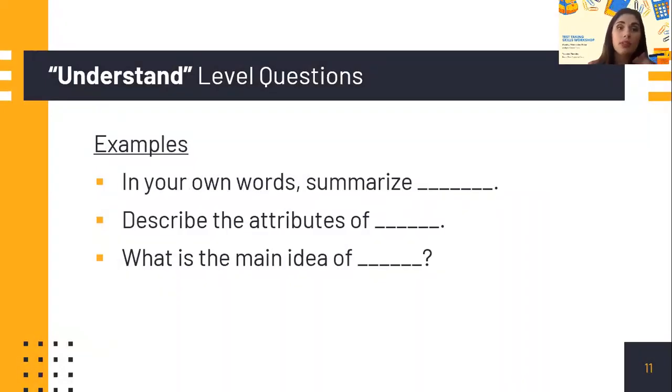And some examples: in your own words, go ahead and summarize a play or a book that has been read. You can describe the attributes of something, or you may be asked to provide a main idea. These are all questions on that second level, the understand level.